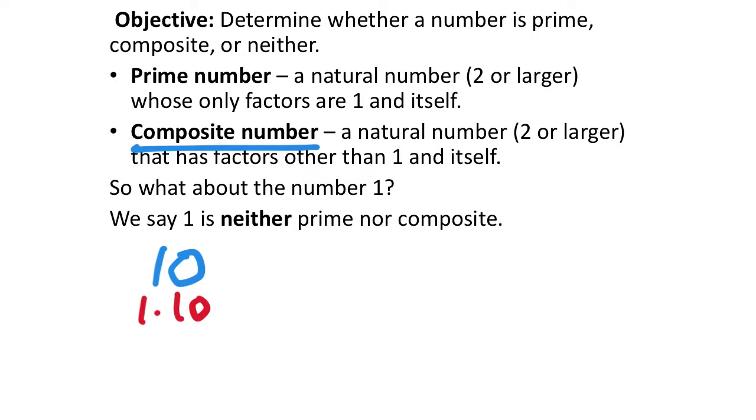But if I can find any other pairs of values that multiply together, then it would make it not prime. If these were the only two factors that would make a product of 10, then we'd say it's prime. But we know there are other factors such as 5 and 2. 5 times 2 is 10. And just the fact that we have this second set of factors makes this a composite number.